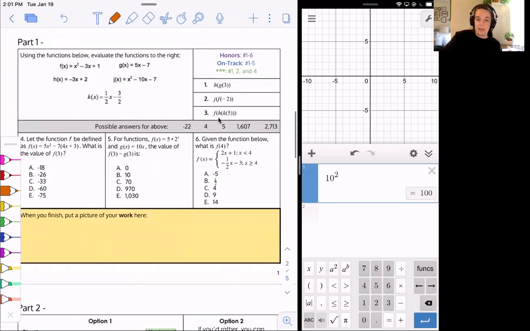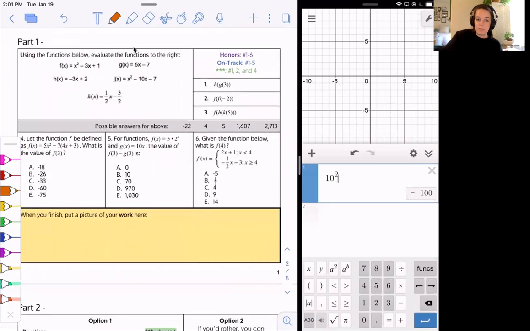For part 1, you're going to do these problems here. So you're using these functions here, and you're going to plug in. Like for this first one, you're going to plug in 3 into G, and then same thing, you're going to plug that number into H. Okay.